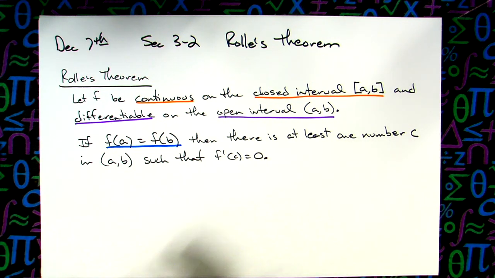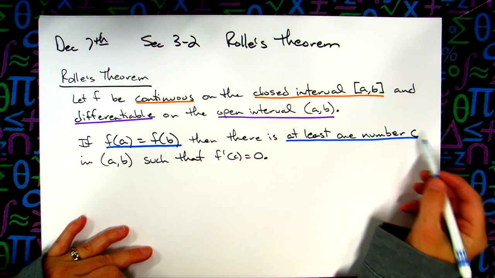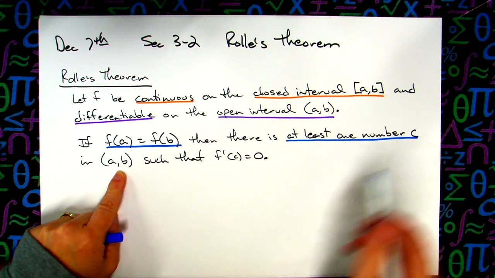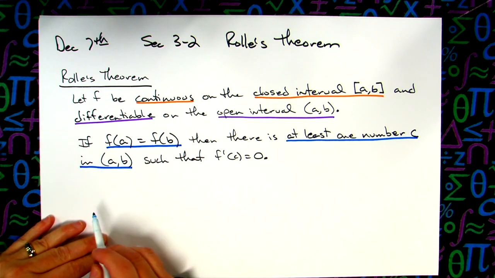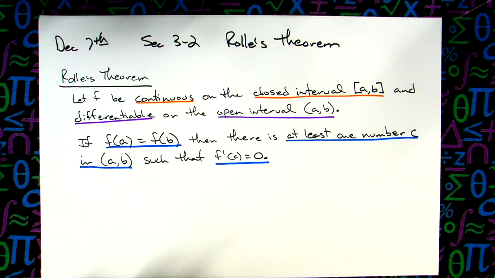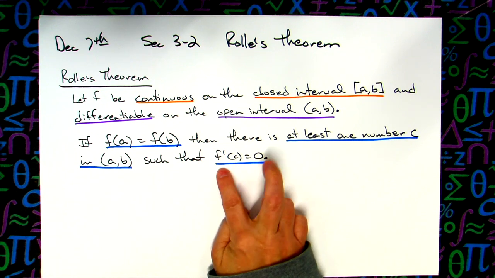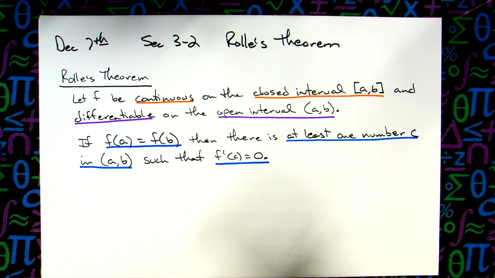If they're equal, then you know that there is at least one number inside the open interval, and that's important, one number in the open interval, such that the derivative at that number equals 0. So what does that mean? If the derivative at that number equals 0, then the tangent line has to be horizontal, because the derivative is 0. That means the slope of the tangent line at that point c is going to be a horizontal line.